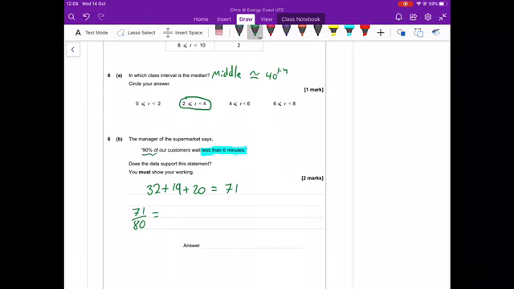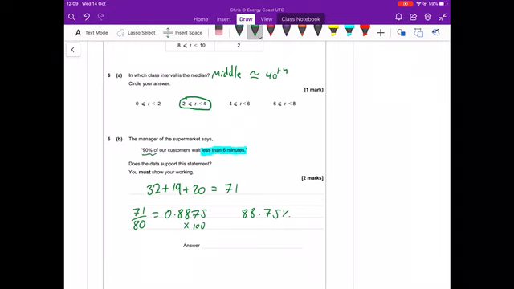So as a decimal, that equals 0.8875, okay? If I want that as a percentage, I need to times by 100, okay? So that's going to be 88.75%.